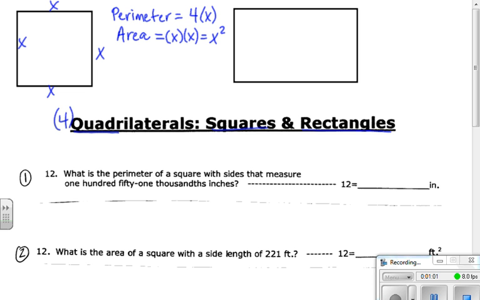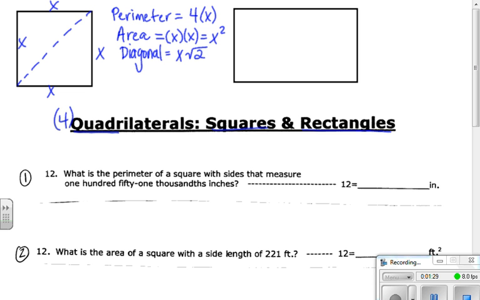The third equation we need to be able to work with a square is to be able to find our diagonal, the distance across from corner to corner. And the formula for finding the diagonal of a square is to take your side, in this case represented by the letter x, and multiply by the square root of 2. And that has to do with laws of triangles, but that's going to be how you find the diagonal of a square.